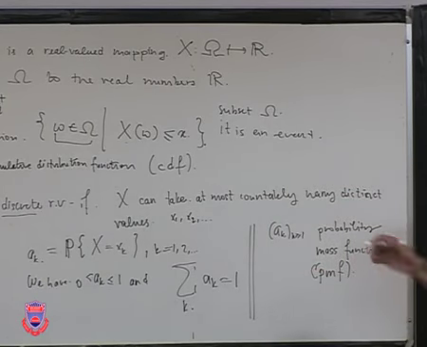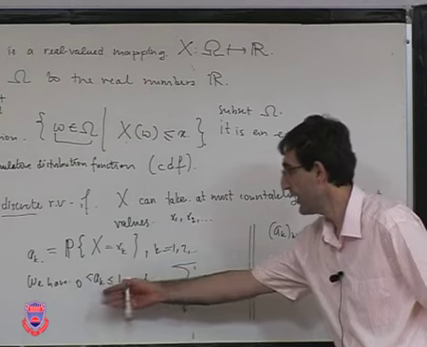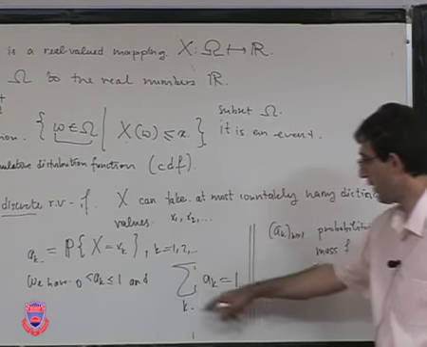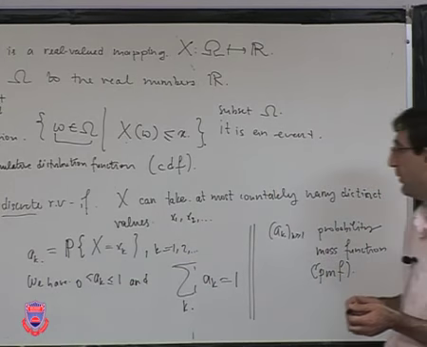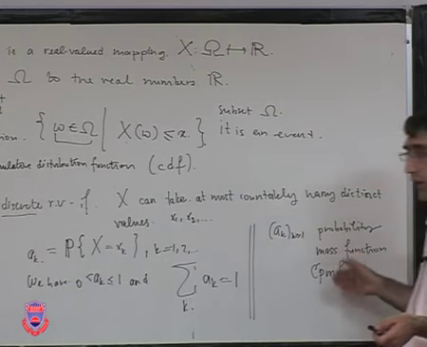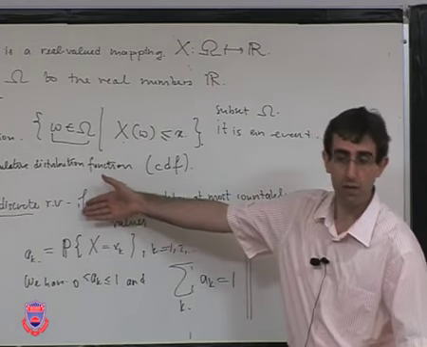And as I said, the reverse is also correct. For any sequence of numbers a_k between 0 and 1 satisfying this constraint, you can in fact define a random variable for which the sequence is going to be a probability mass function. Maybe I should say of random variable X. So that's the story for discrete random variables.